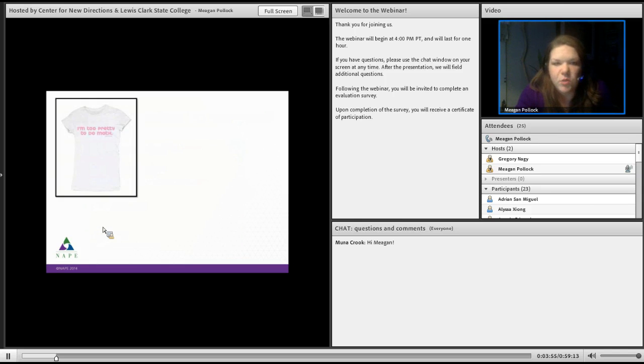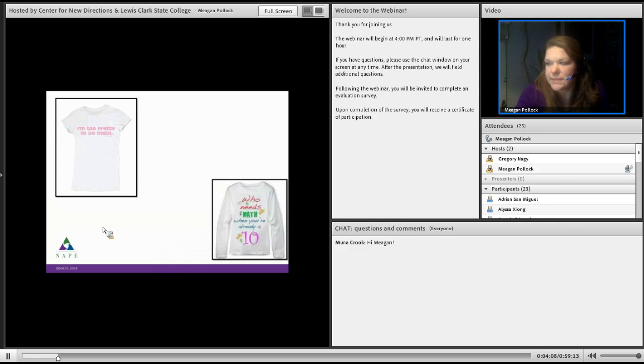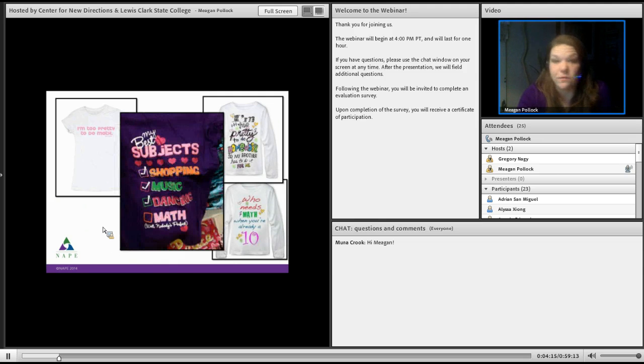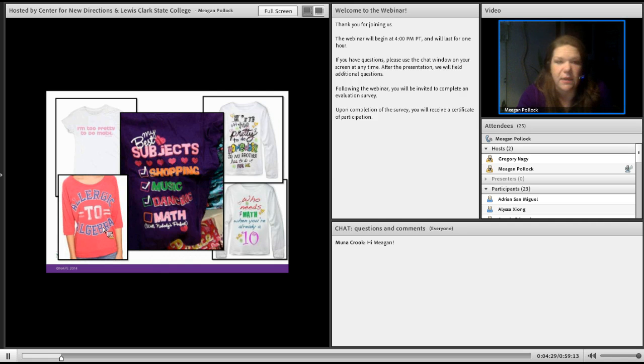And so to take that a little bit further, look at some of the images that our young students can get in the world. These are from modern day T-shirts. The first one says, I'm too pretty to do math. The next one, who needs math when you're already a 10? The third one is, I'm too pretty to do homework, so my brother has to do it for me. The next one, my best subjects, shopping, music, dancing, all those are checked. And then the last one says, math, not checked. Well, nobody's perfect, the shirt says. And then the fifth shirt says, allergic to algebra, right?